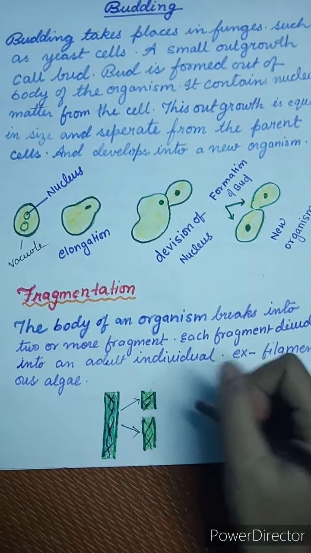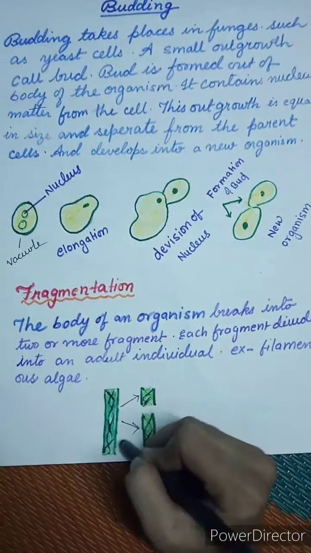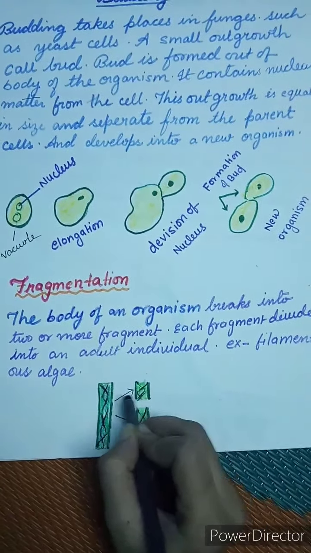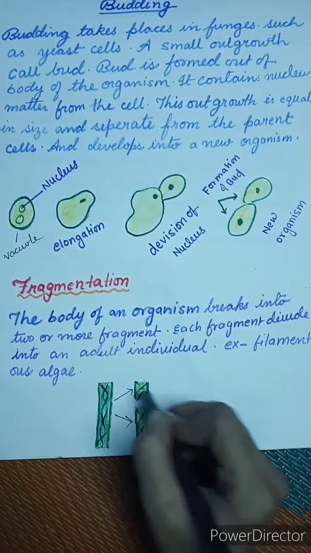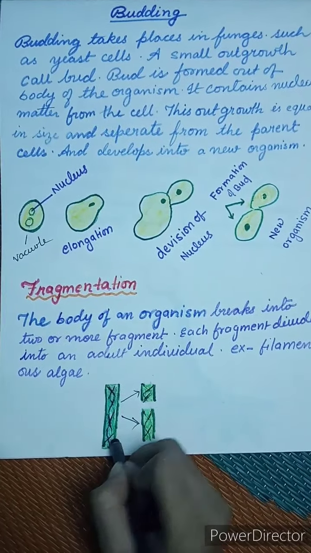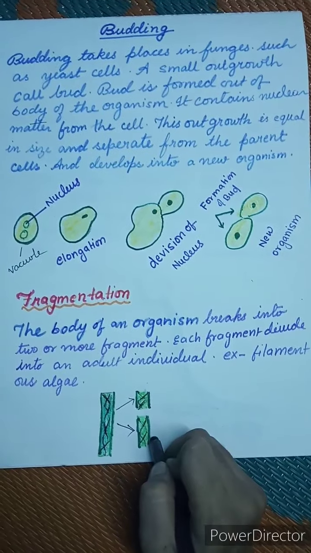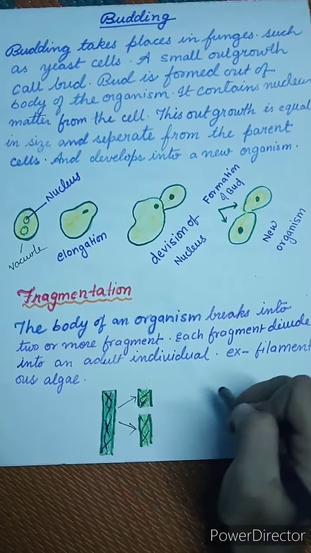Similarly, it takes place in plants also. So this is a filamentous algae, and it will break into two parts. Each will behave as a new organism. The two have the same DNA. Both will have their own nuclear matter and behave as a new individual. So that is about fragmentation.